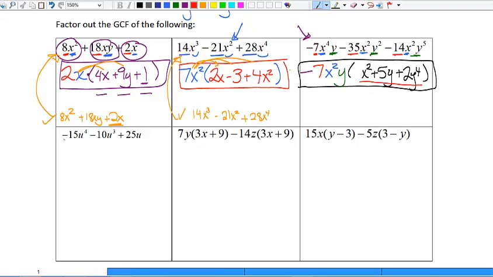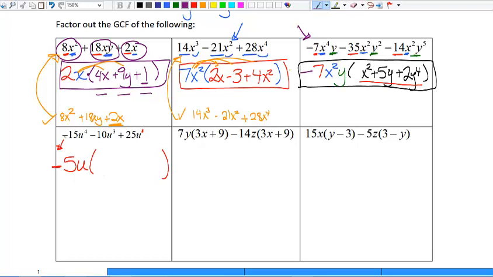On my next problem, I have a negative in front as well, so the first thing I want to do is factor out a negative. The common factor between 15, 10, and 25 looks like 5. And then the common factor between the variables u to the 4, u cubed, and u, which is just u to the 1.